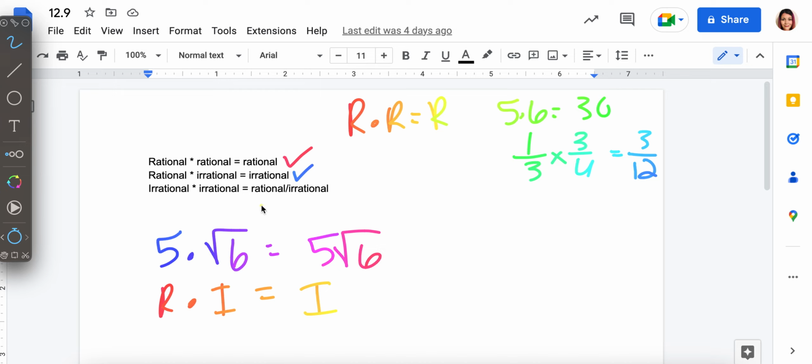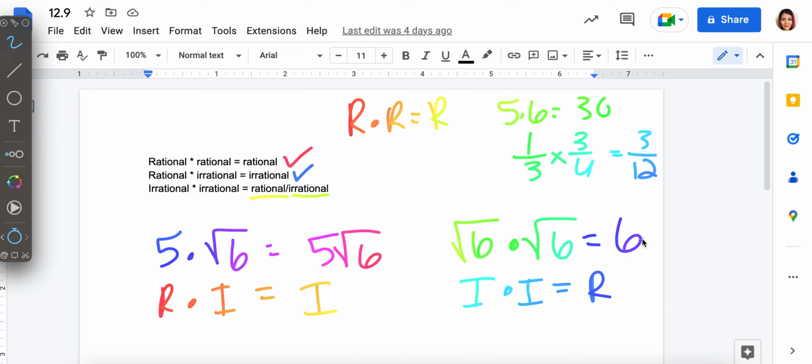Irrational times irrational will sometimes give you a rational and will sometimes give you an irrational. Most of the time, it will give you an irrational. But for example, square root of 6 times square root of 6. So this is an irrational times an irrational. This is an example where it gives you a rational because square root of 6 times square root of 6 is just 6. Because 6 times 6 is 36, so that would give you square root of 36, which is 6. So there is an example where irrational times irrational will give you a rational.